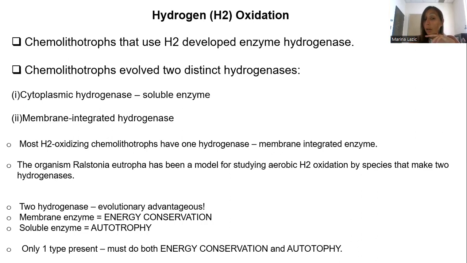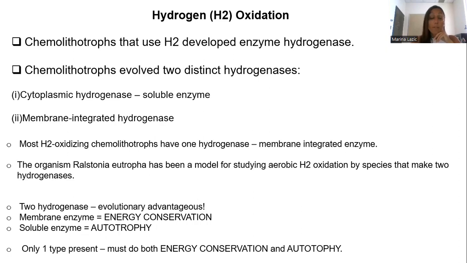The way hydrogen can be oxidized by chemolithotrophs is through the enzyme hydrogenase, and they developed two types of hydrogenase. One is cytoplasmic, which is soluble, and the other one is membrane integrated. Most hydrogen oxidizing organisms have only one hydrogenase, the one that is integrated in the membrane, but some organisms have both, soluble and integrated. If both are present, that's an evolutionary advantage.